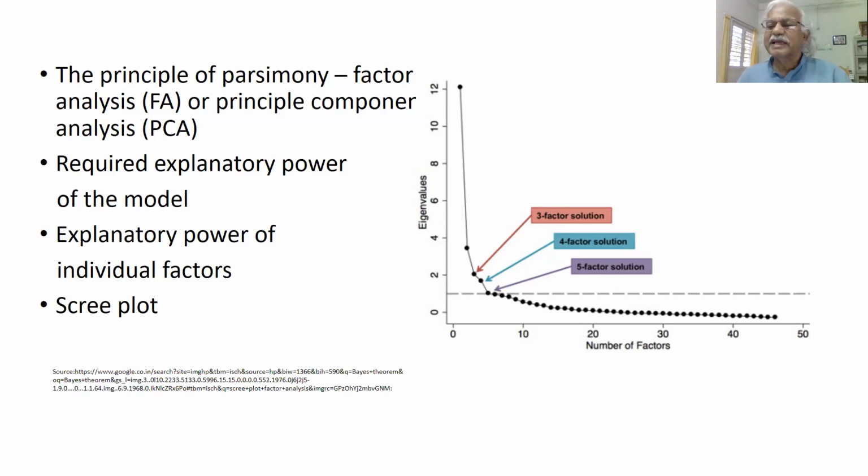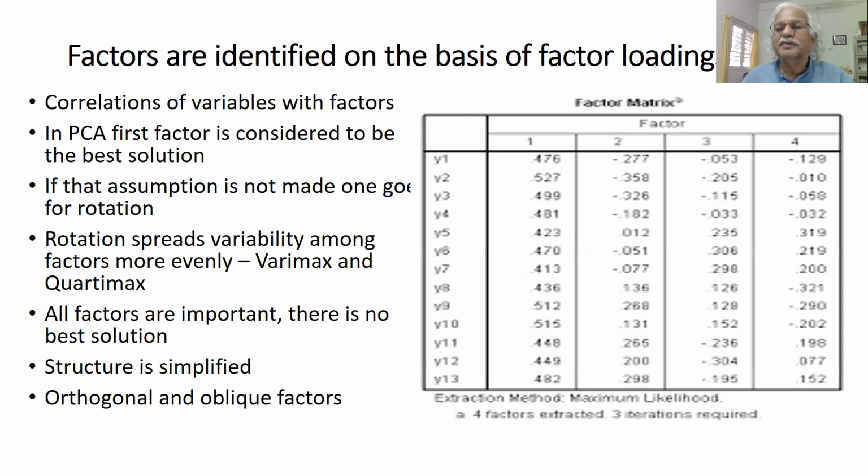SPSS or other packages that you use for applying factor analysis give you eigenvalues of all possible factors. Originally, their number is the same as the number of variables. So if you have 100 variables, you will get 100 factors. But maybe after 7 or 8 factors, you have factors whose variance is less than 1. So you discard them. This is what a scree plot means.